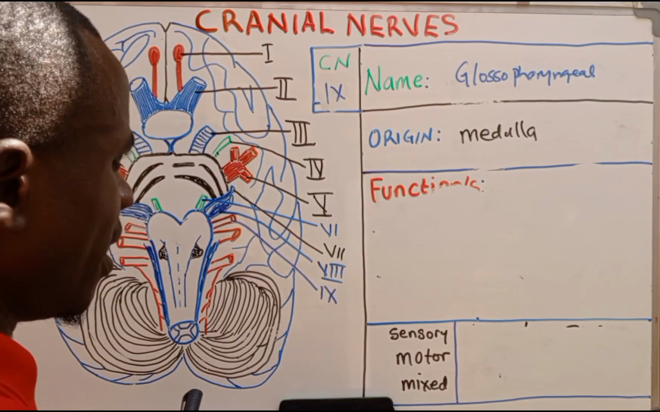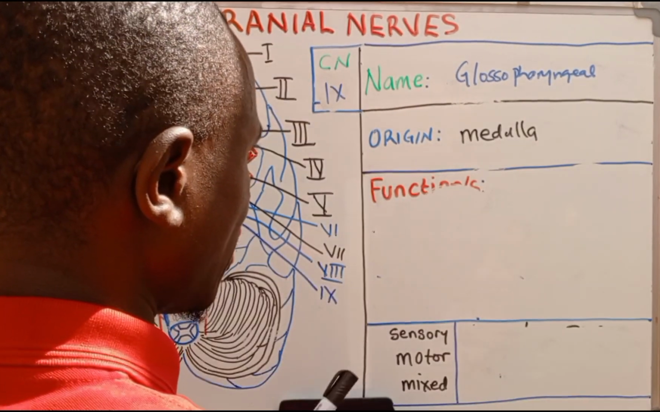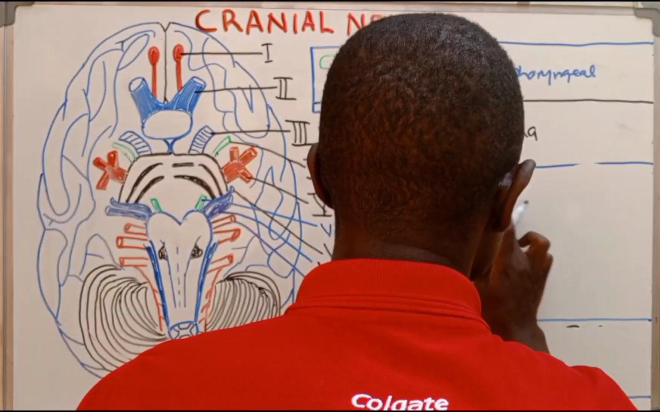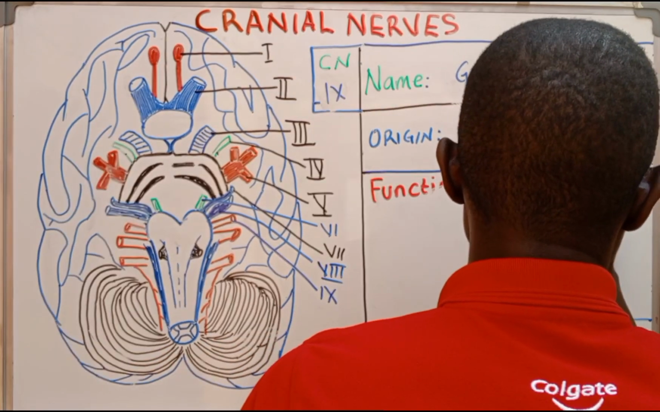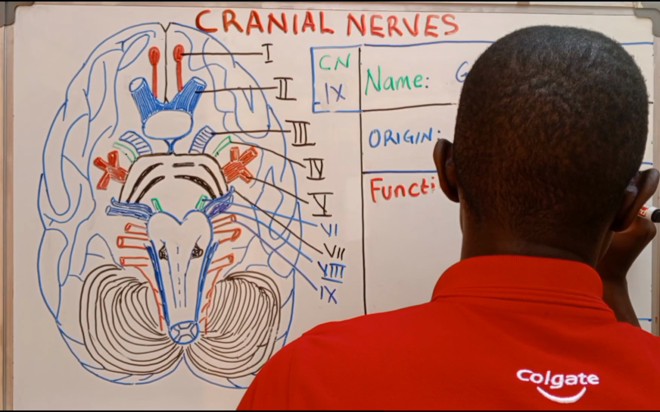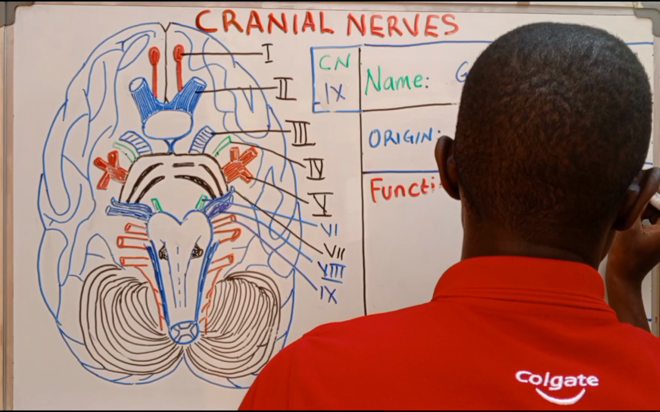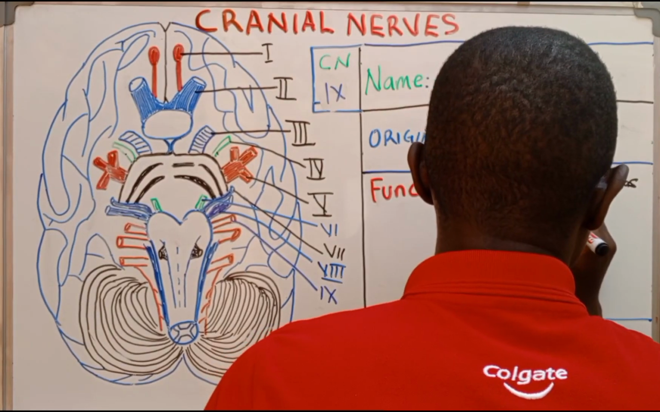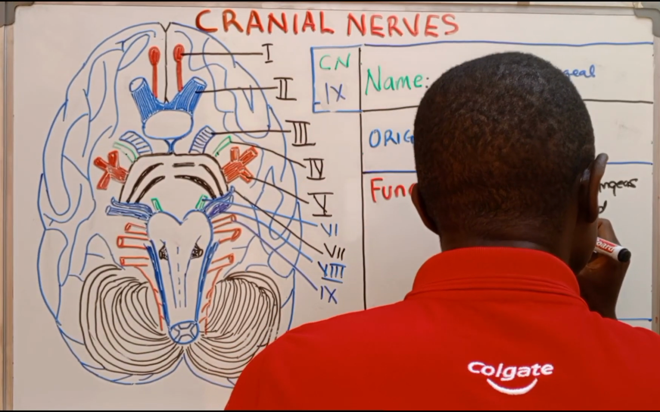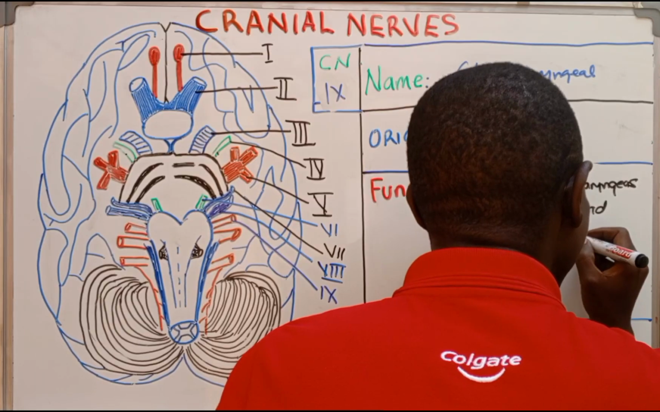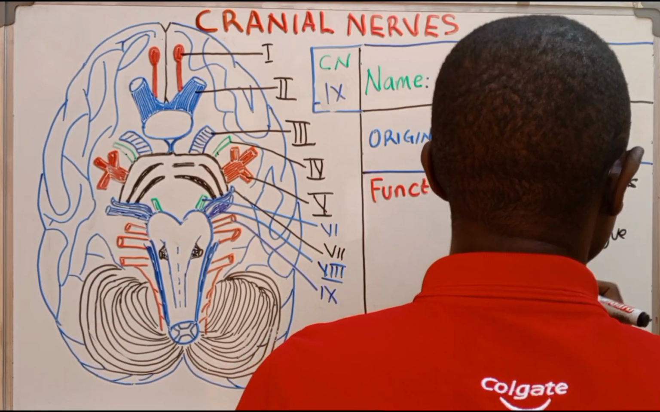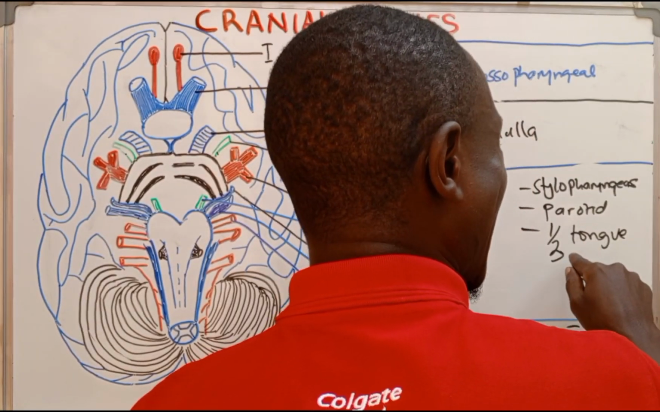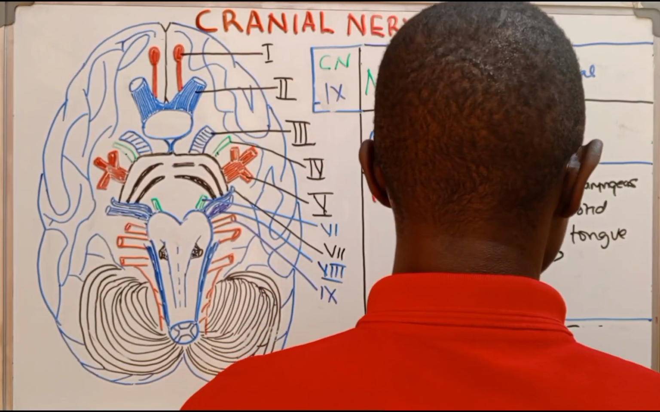This glossopharyngeal nerve is a very important nerve in a way that it is going to be supplying a very important muscle, which I want you to know. And this muscle is what we call the stylopharyngeus. It is going to supply the stylopharyngeus muscle. It is also going to be supplying the parotid gland. What else? It is also going to be supplying the posterior third of the tongue.